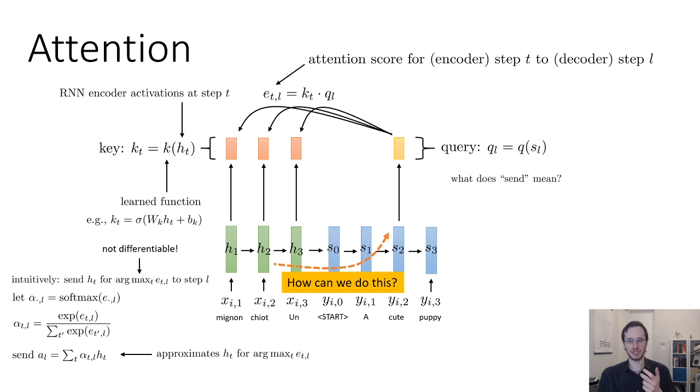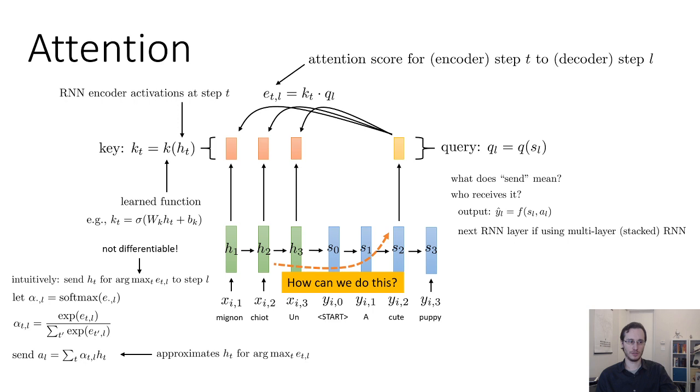Okay, now what does send mean? What does it mean to send AL to the decoder? It could actually mean a number of different things, and these ALs can be used in different ways by the decoder. One way is to give it to the function that actually produces the output. Before, our RNN was producing the output y hat by just using SL, so y hat L was some function of SL. Now, y hat L could be a function of SL and AL. If you're trying to figure out what word to produce at time step 2, you use the decoder state at time step 2, which is S2, and the encoder state corresponding to the highest attention. Ideally, it would be H2, but the soft version of that would be A.